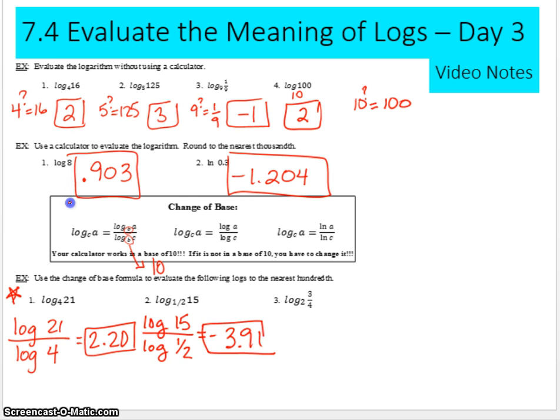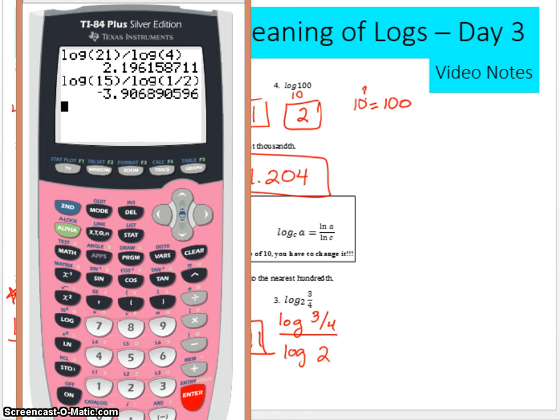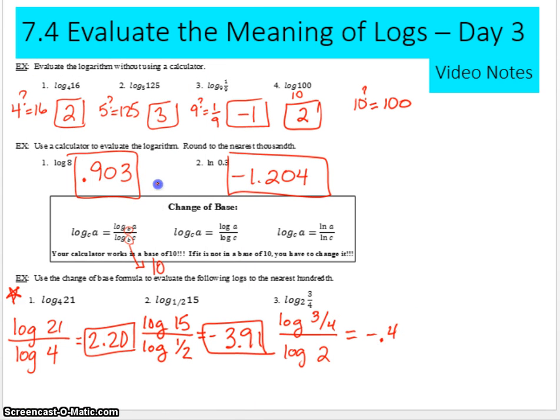And number 3, same concept, log of 3/4 divided by log 2. And again, we want to type that in our calculator. And we get log of 3/4. You can type in 3/4 and end parentheses, or you can type in 0.75 divided by log 2. And we get negative 0.42. What we did on each of those was change the base so that we could use the calculator.